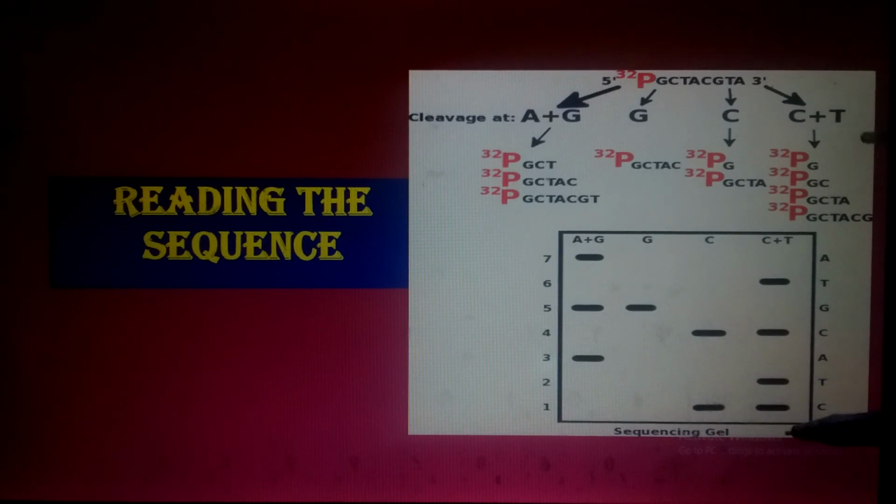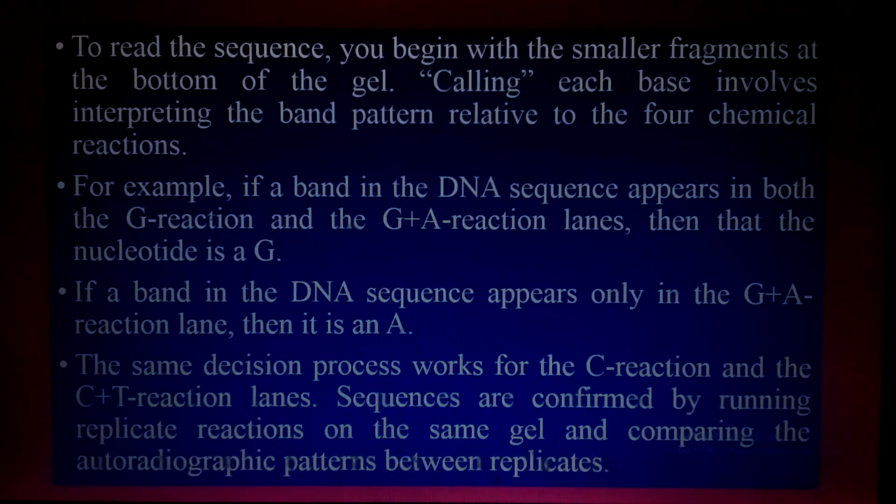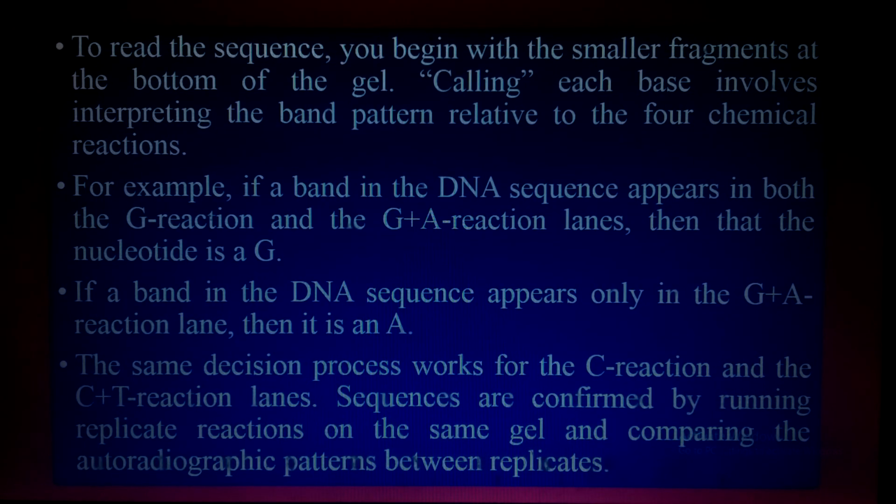As you can see here, this is the G, then the C, because the modification occurs at the C. This is for the C, this is for the T, and so on. The same decision process works for the C reaction and the C plus T reaction lane. Sequences are confirmed by running replicate reactions on the same gel and comparing the autoradiogram pattern between the replicates.